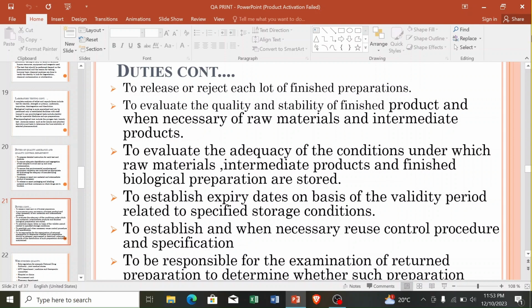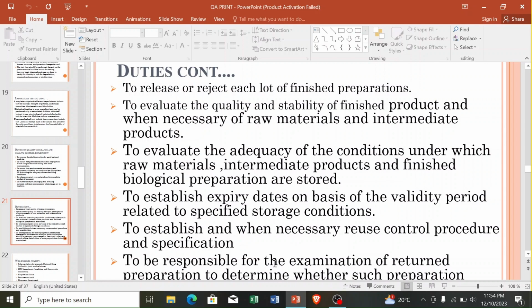Okay. The next point is to evaluate the quality and stability of finished products, and when necessary of raw materials and intermediate products, to evaluate the adequacy of conditions under which raw materials, intermediate products and finished biological preparations are stored. Then we have to establish expiry dates on the basis of validity period related to specified storage conditions. And then we also have to establish, when necessary, reuse control procedures and specifications.